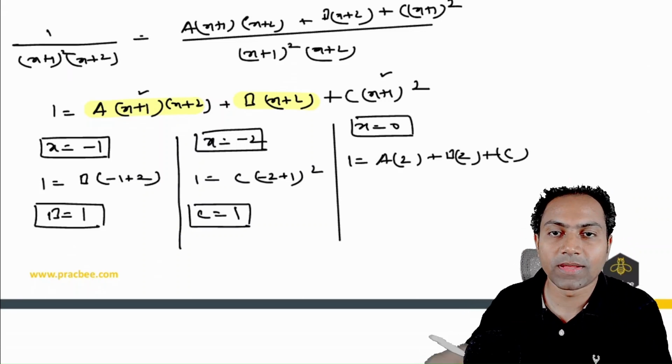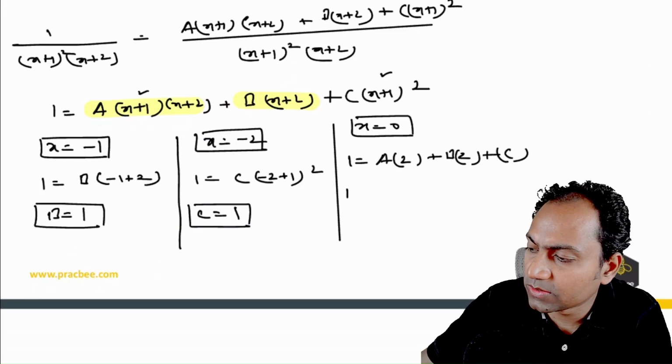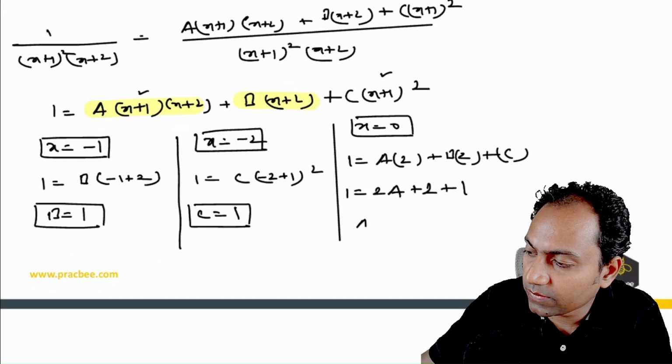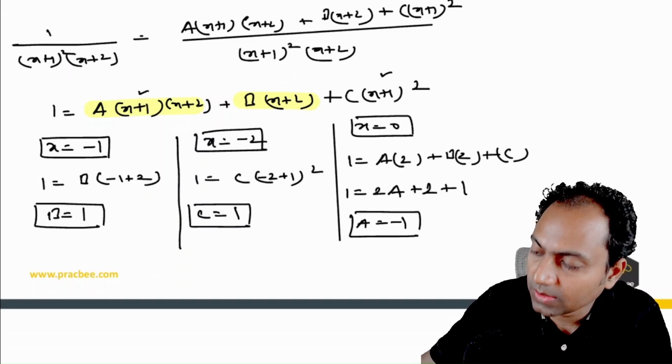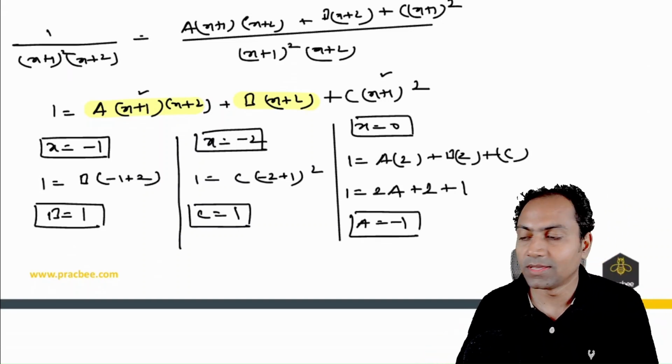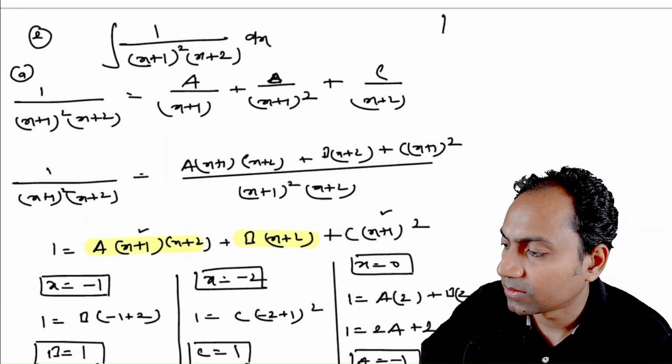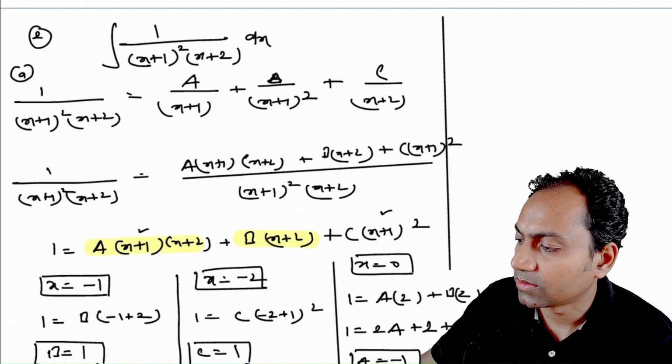Now let us put the value of b and c. So this becomes nothing but twice of a plus 2 plus 1. So the value of a comes out to be minus 1. Once we have got the values of a, b, c, the question becomes very simple, because now in the second part, all we need to do is integration. So let us do that.